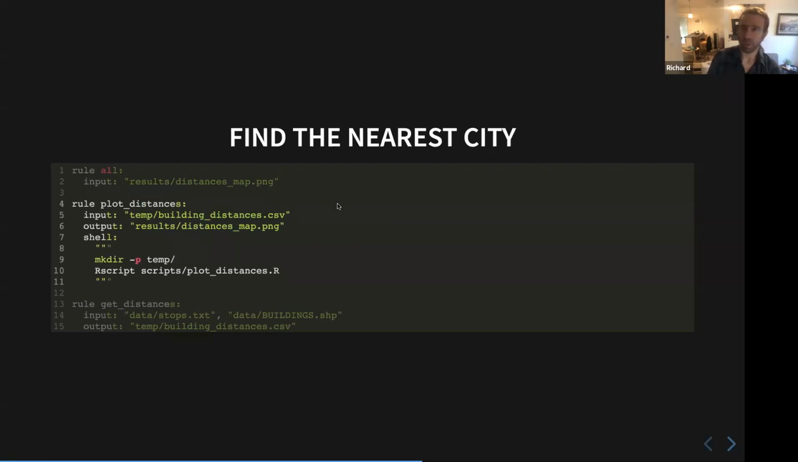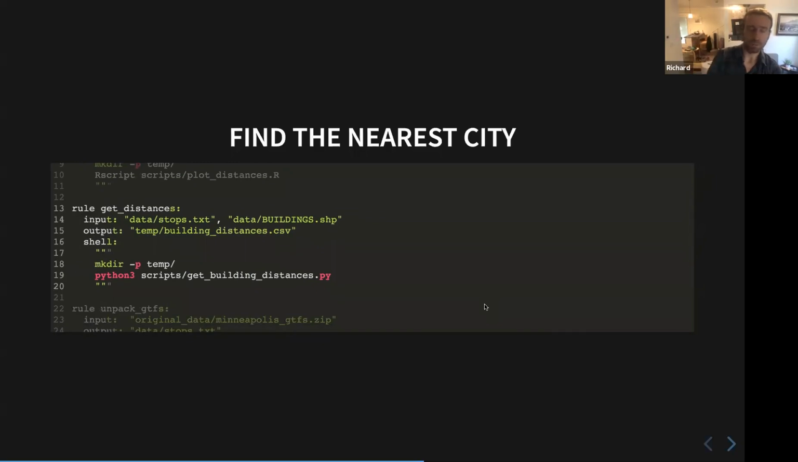Well, what produces that as an output is this plot distances rule. And as an input, that's taking this building distances file. It outputs the thing we're looking for, and this is how it does it. It runs this script file. The script file turns this input into that output.